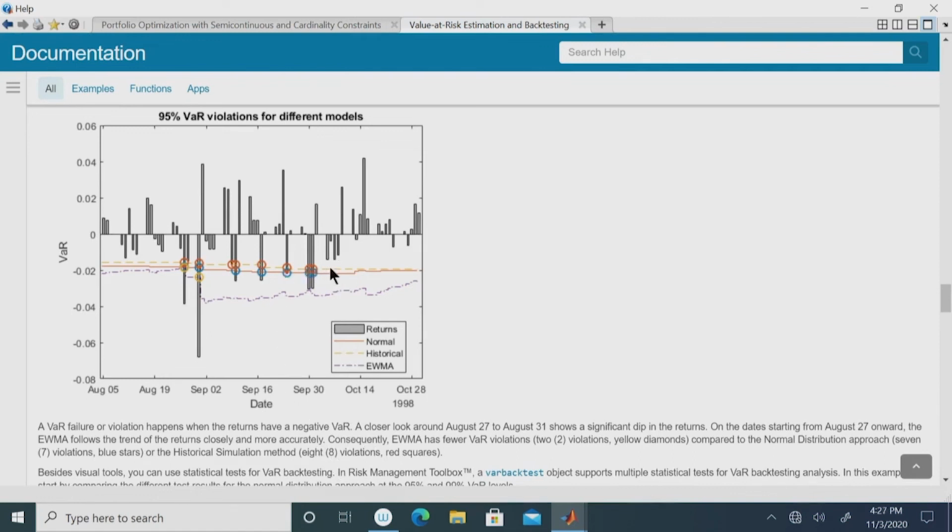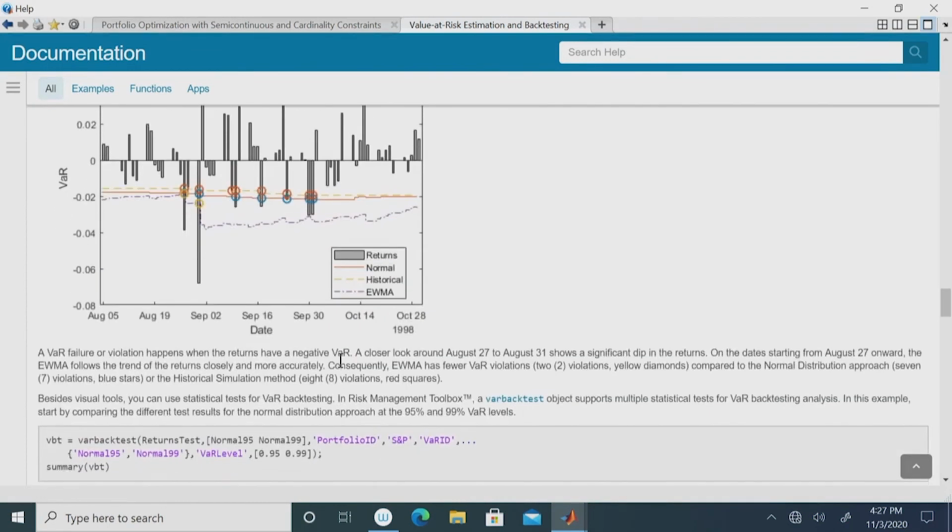Given that consistently along the entire timeline the historical line is above the normal line, which is above the EWMA, obviously you expect the maximum number of violations in the top line, the historical line, next the normal distribution line, and finally EWMA, which is what actually happened. In the historical approach there were 8 violations, for the normal approach 7 violations, but for the EWMA approach only 2 violations.